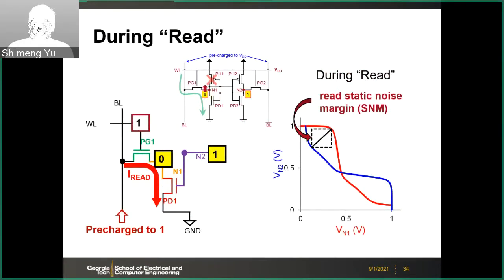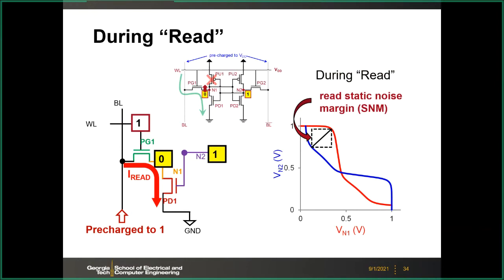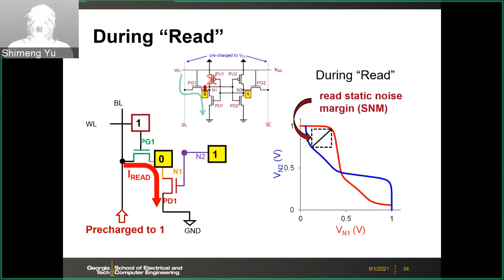Okay, so let's look at the read operation. The read operation will be a little bit different because here in the read operation, we have this current passing through the pass gate PG1, and the N1 voltage is going to be increased a little bit, as we discussed earlier. So for the read noise margin, you need to consider 3 transistors instead of 2. So to get this read butterfly curve, you need to consider 3 transistors like this.